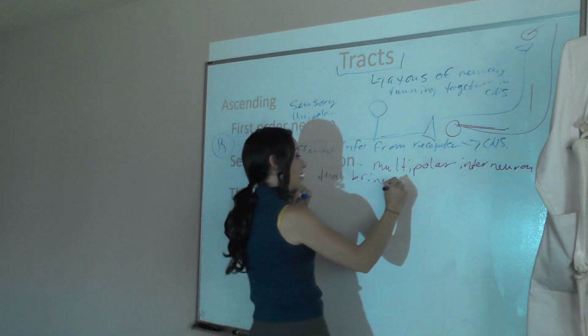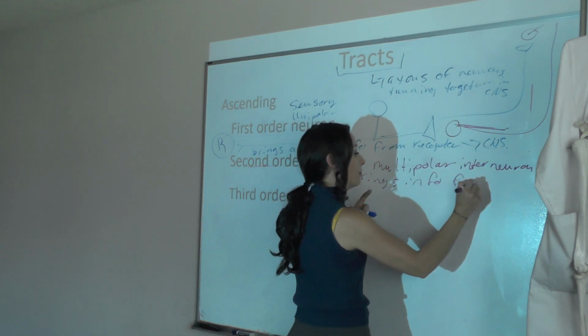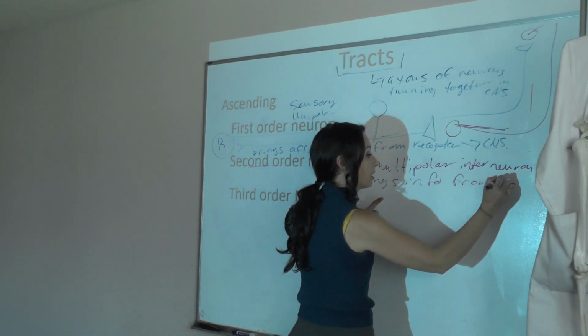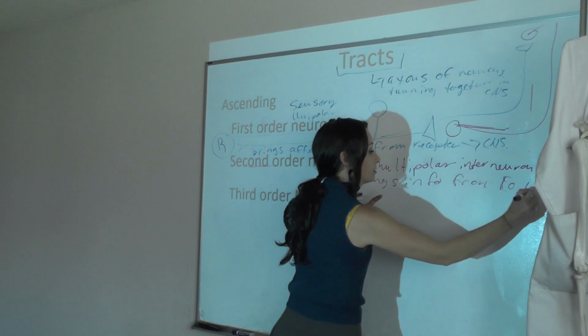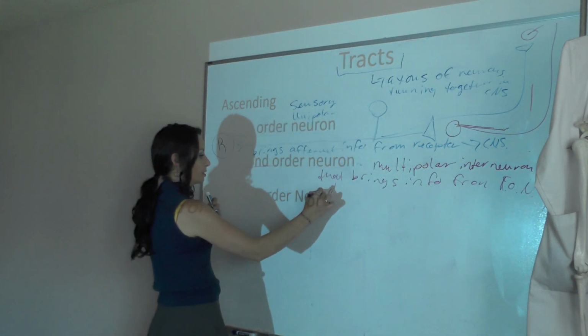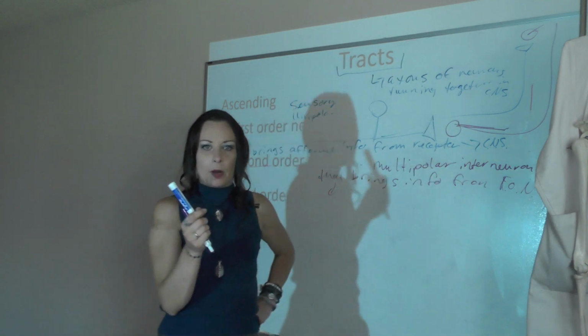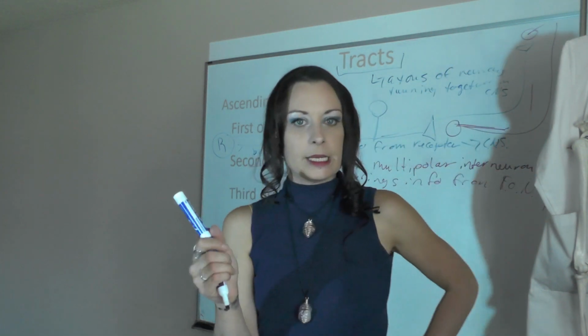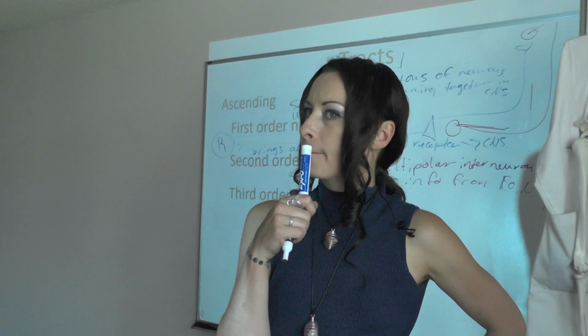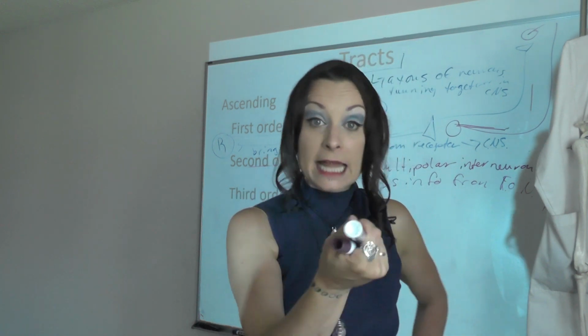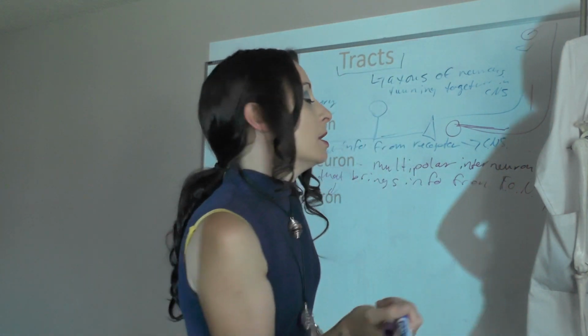brings info from our first order neuron to our third order neuron. Now, does anybody remember what the sensory relay station is? It's the thalamus in the diencephalon.